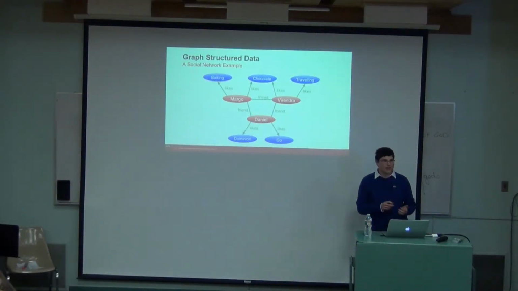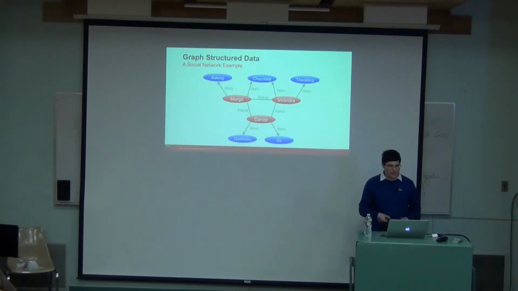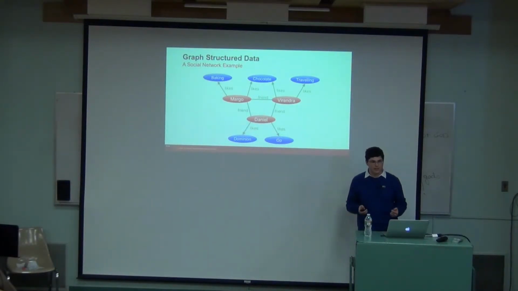Graph structured data is everywhere, and a good example of these are social networks, in which you can model people and pages as vertices and their relationships as edges. Facebook does this, Google Plus does this, and so does about everybody else.